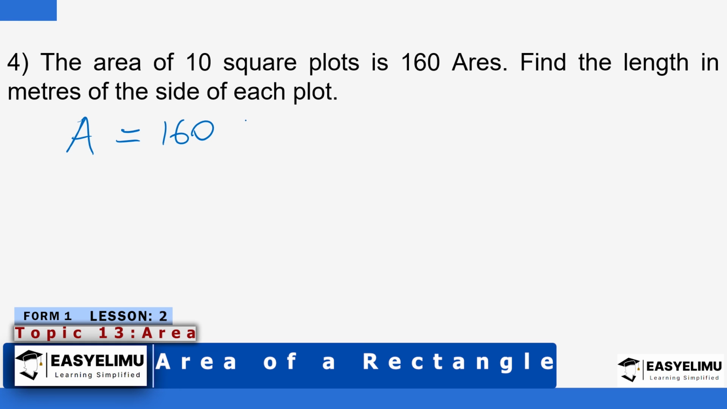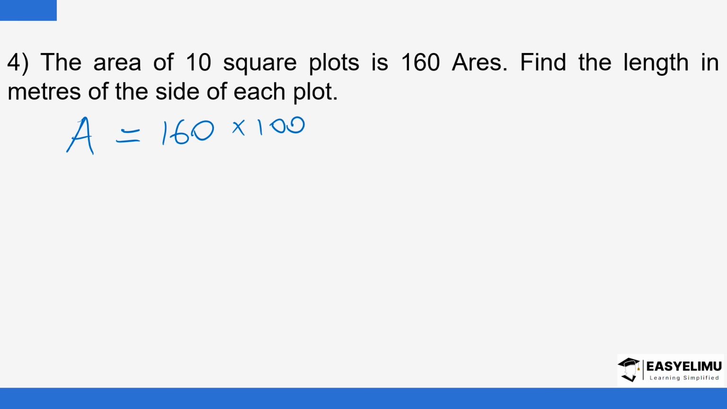160 here you multiply by 100, because 1 here is supposed to be 100 square meters. So you multiply this by 100. See, so the total area is given by 16,000 square meters. So how do you find this area? This area is supposed to be the number of plots multiplied by the area of each plot.